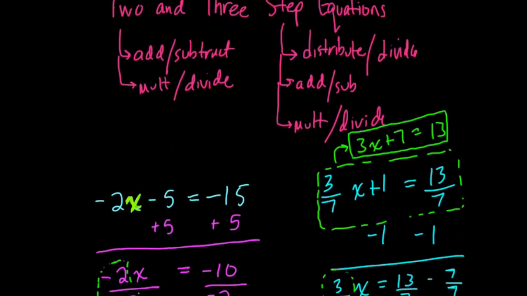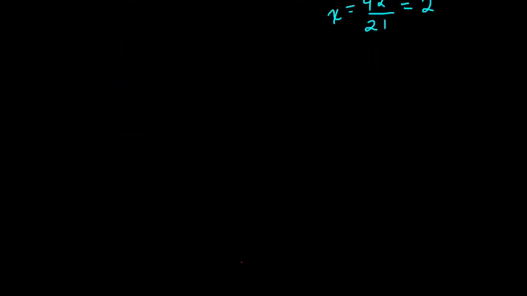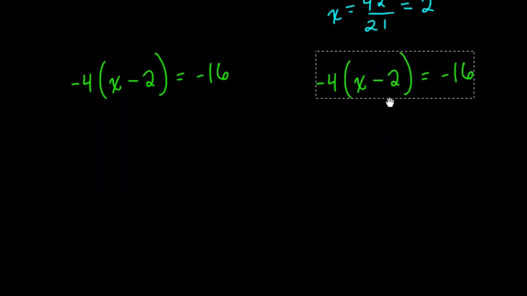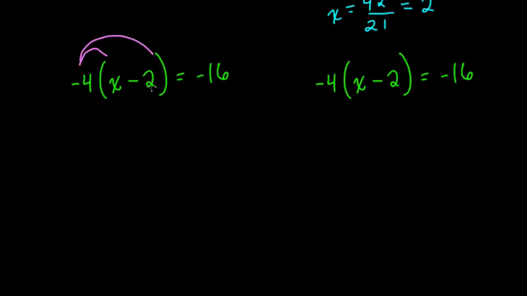Now, 3-step equations are very similar, except usually it involves the distributive property. So we'll solve this one in 2 different ways. So it might look something like this. You have an expression in parentheses times a number, in this case negative 4, and that will be equal to a quantity. So we'll solve it in 2 different ways just so you can see what this looks like from 2 perspectives. So a more typical approach might be to first distribute. That's your first step. That adds the 3rd step.